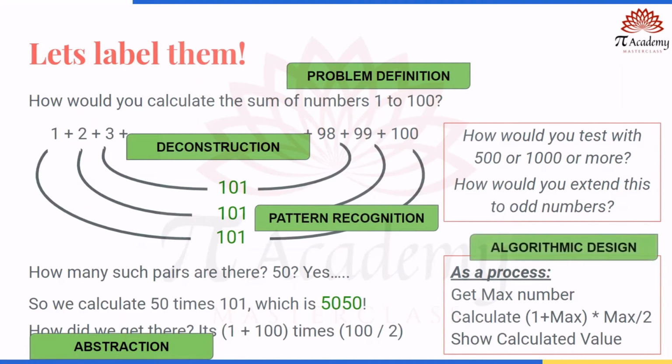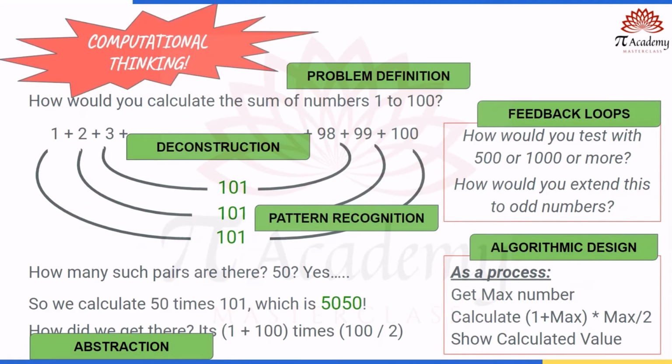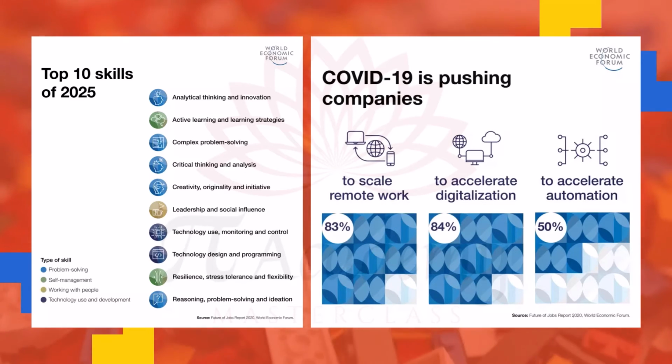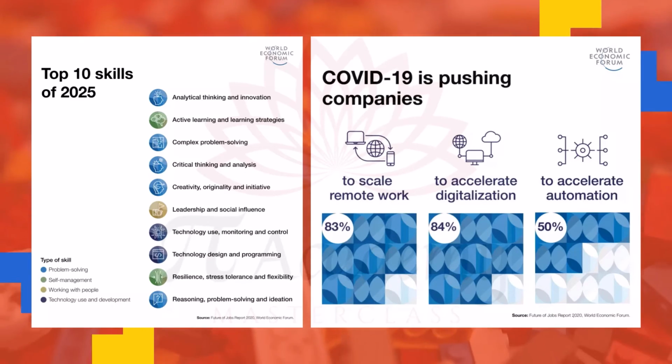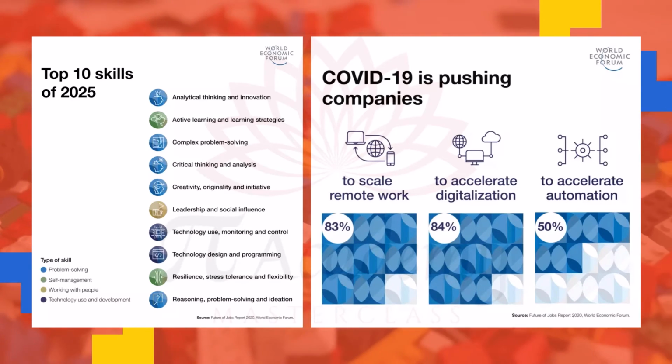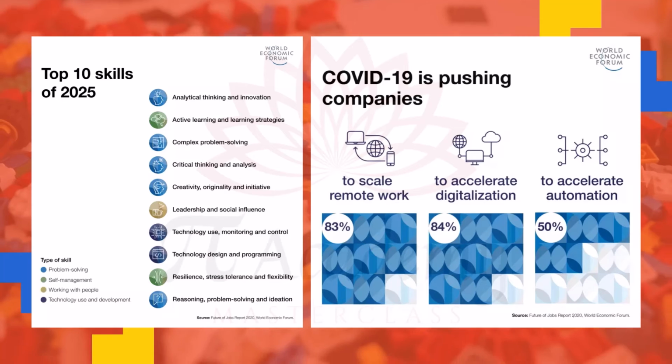Let's label these phases, starting with problem definition, deconstruction, pattern recognition, abstraction, algorithmic design, and feedback loops. All these phases together enable computational thinking. With a group of extremely passionate and skilled educators and a strong curriculum, we aim to empower students to drive their own learning paths and solve bigger problems to make this world a better place.